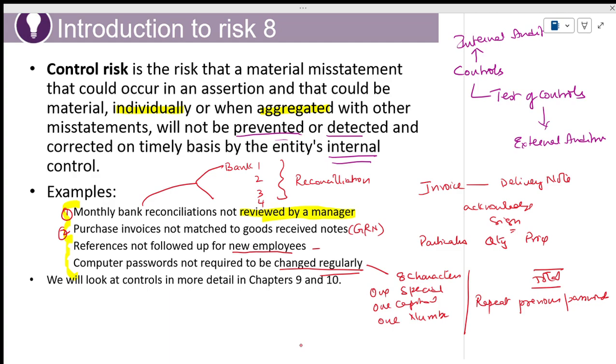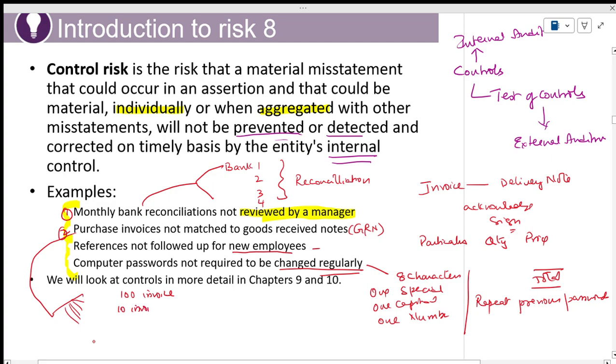Next, for everything, now you can understand on your own. I gave one example: purchase invoices. You will have multiple purchase invoices. If you are not matching purchase invoices with the goods received note, assume you have 100 invoices. I am not saying that you have to do all 100; you will take a sample of 10 invoices. If in the 10 invoices there are some misstatements, it will be multiplied, individually and in aggregate.